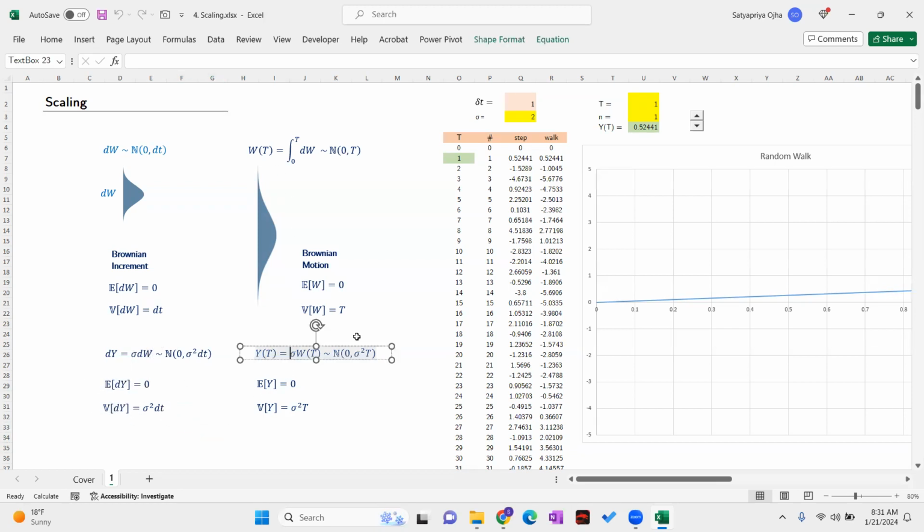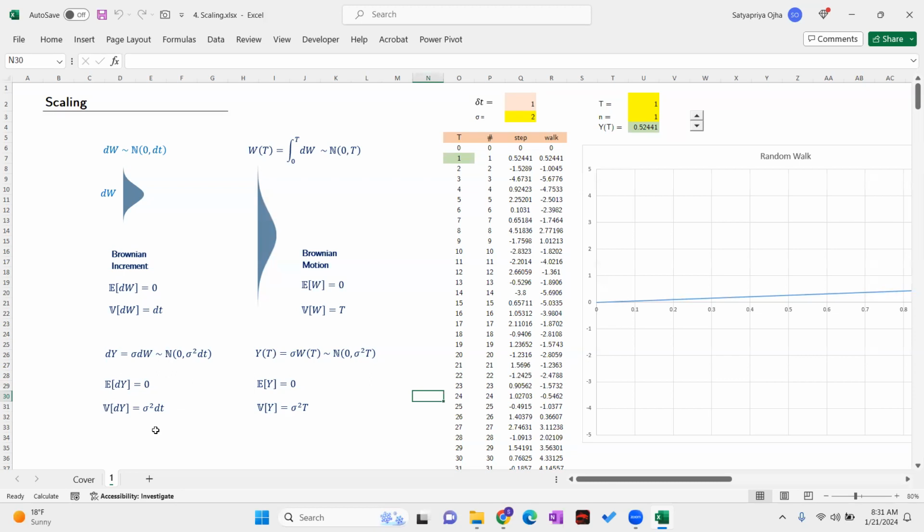What happens to the walk? Same stuff. Basically, it is sigma w, and your final variance becomes sigma squared times capital T, right? This expectation is 0. Variance is sigma squared T. Question, what is sigma here?